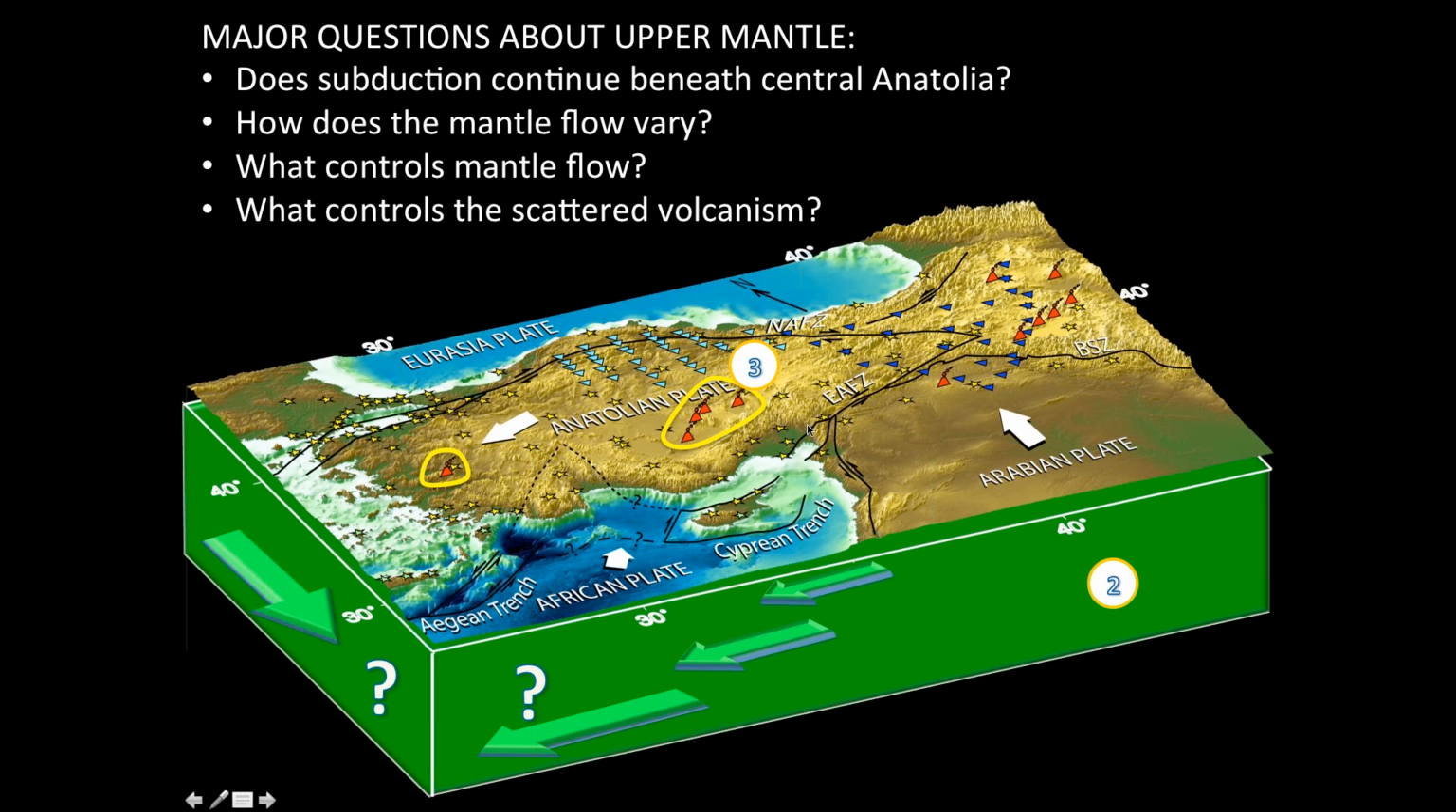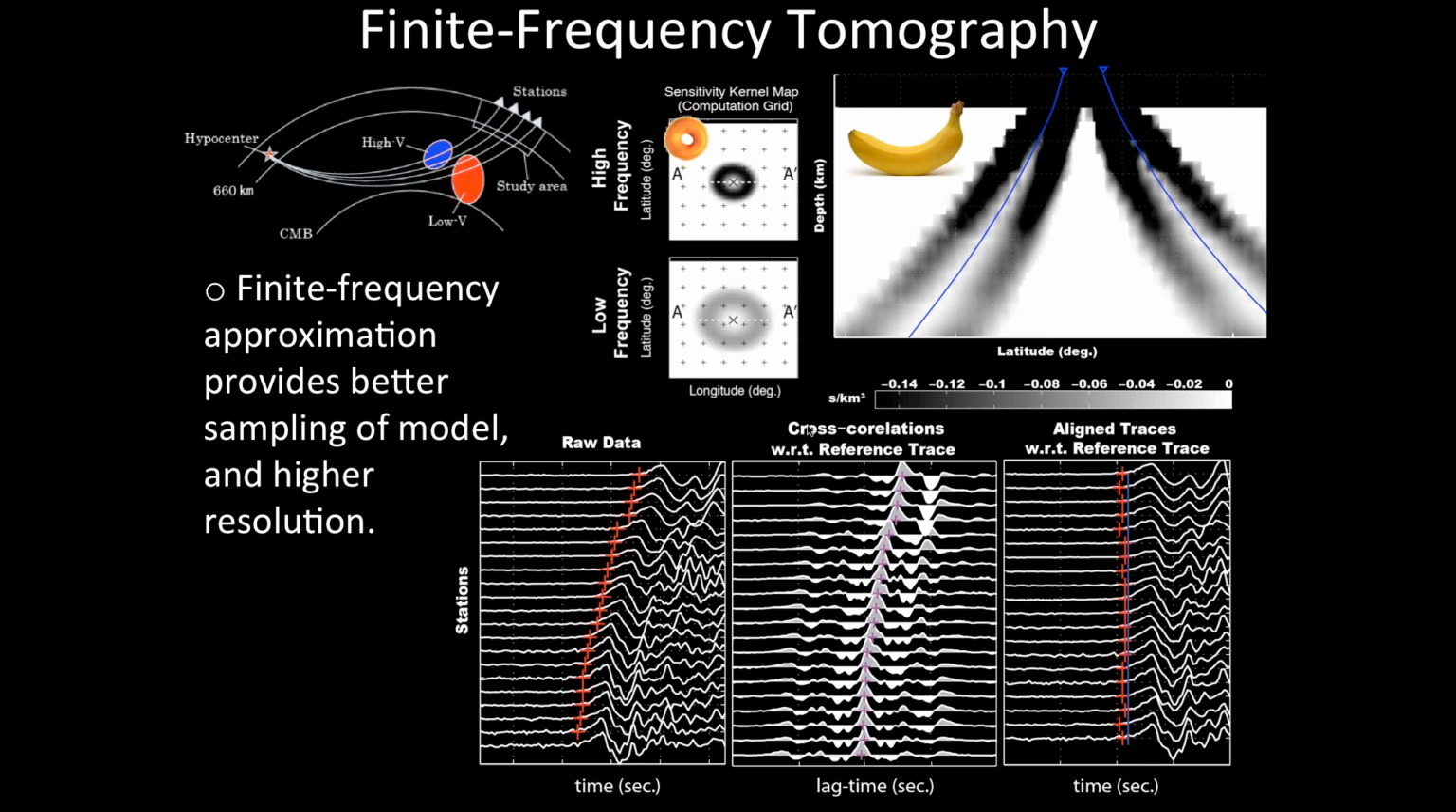So there are a few questions that need to be addressed regarding the upper mantle structure of this region. A major one is how the Aegean trench is connected to the Cyprus trench, meaning how this Aegean subduction zone is connected to the Cyprus subduction zone in the east, and how they are related to the Arabian collision front. How is the scattered volcanism controlled in this region, what controls the mantle flow in this region, and how does it appear in a broader Tethysite accretionary framework?